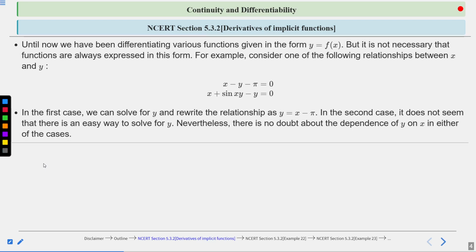So in the first part, you can see that we can easily solve for y and rewrite the expression as y equal to x minus pi, right? We can write y in terms of x, but for the second case, we cannot write y in terms of x, right? Because of the presence of sine xy. Therefore, we can say that the given function is basically an implicit function, right?